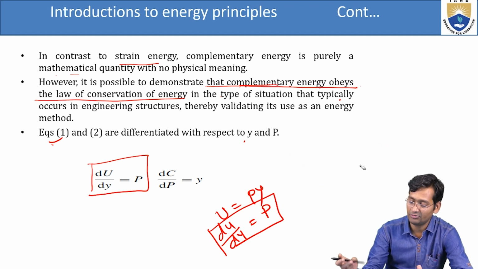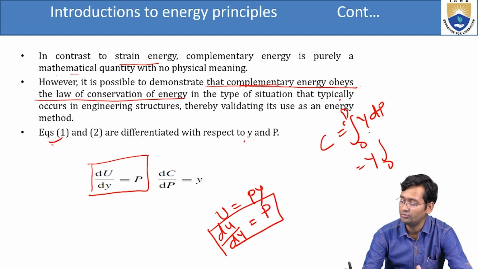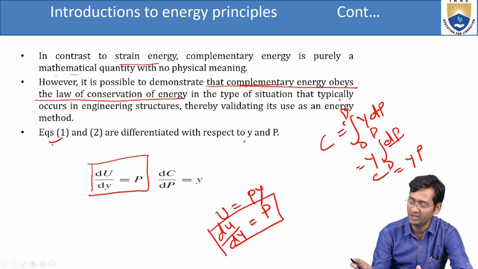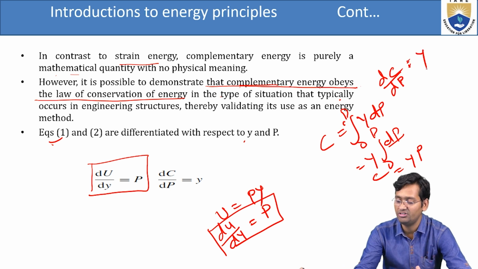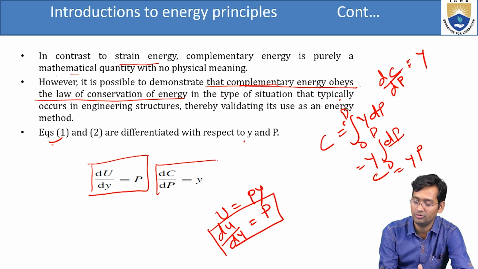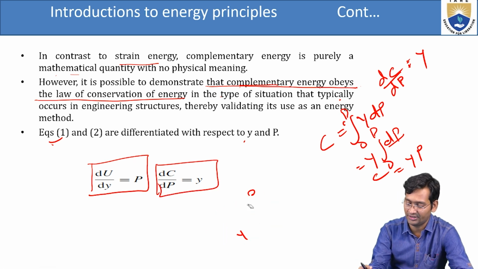Now next, what was c? C equals the integral from 0 to p of y dp. Integrating, y is constant, so it comes out of the integral, from 0 to p of dp. The integral of dp is p, so this will be y into p. C equals y into p. Now differentiate c, so dc by dp equals what? y is constant here, so dp by dp is 1. So dc by dp equals y. Okay, now why we differentiated, we will see in the next slide.